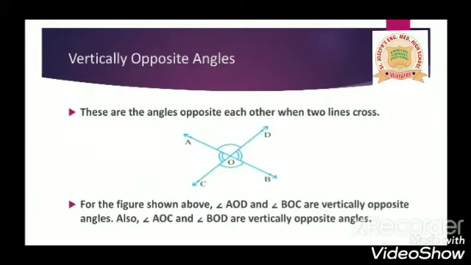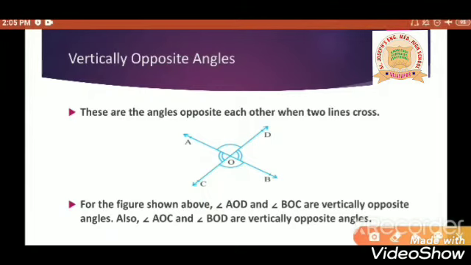Next is vertically opposite angles. Now what are these vertically opposite angles? The name itself says they are vertically opposite. These are the angles opposite to each other when two lines cross. If you look at the figure there, two lines are crossing. Now this angle is vertically opposite to this, and this angle is vertically opposite to this. So the vertically opposite angles here are angle AOC, which is opposite to angle BOD.